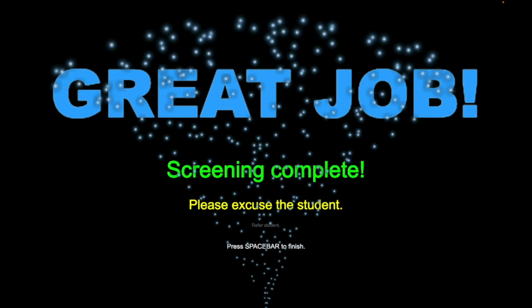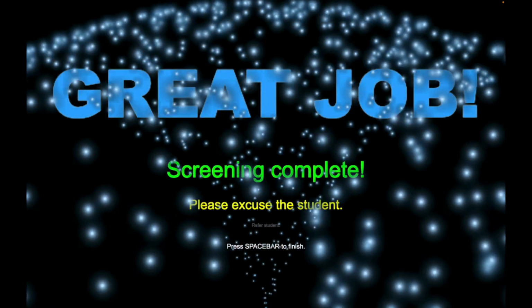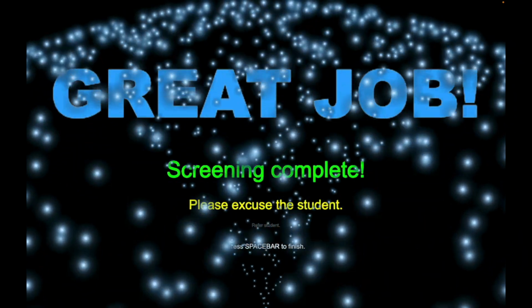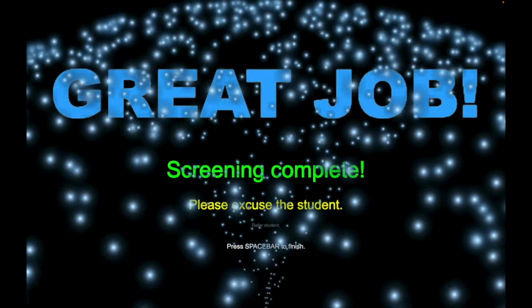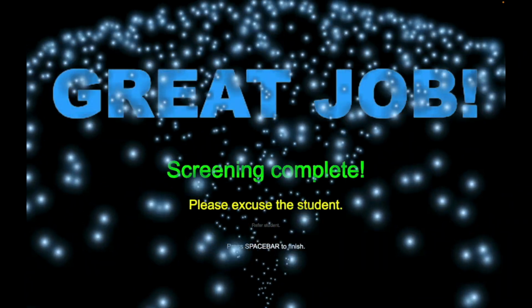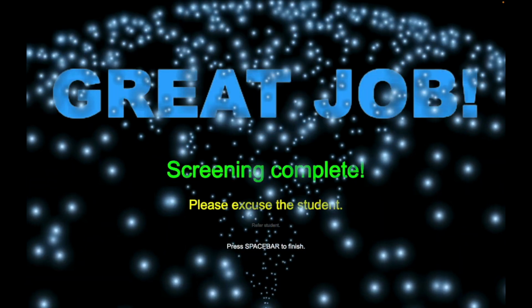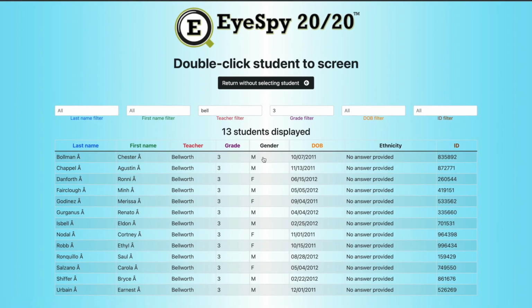Upon completion of the screening process, the system displays fireworks with instructions to dismiss the student. In small faint letters that are unable to be seen by the student, the result of the screening is displayed. As instructed, press the spacebar to end the screening. You will be returned to either the data entry screen, the student roster if you selected the student from the roster, or the reports section if this was a rescreening.